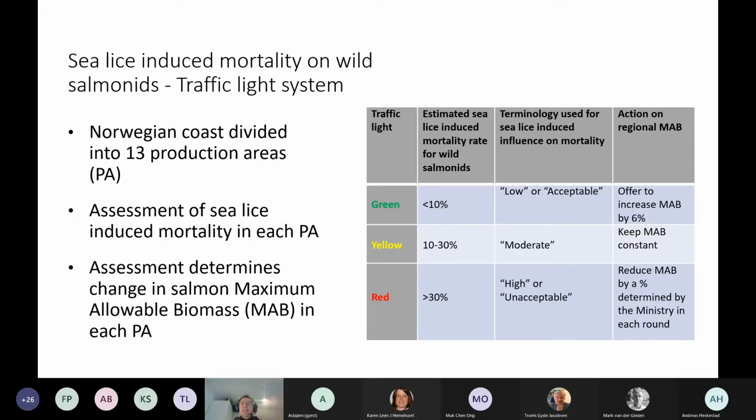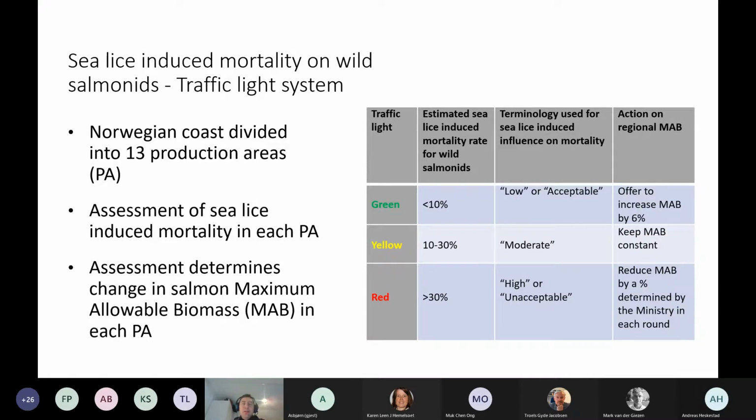When it comes to sea lice induced mortality on wild salmonids, we have what we call the traffic light system, where the government has defined different levels of sea lice induced influence on mortality as low, moderate, high, or unacceptable, and where they use different methodological approaches to evaluate this for the 13 production areas. And that's also a very challenging task, to say the least.